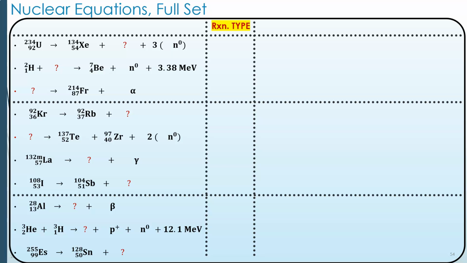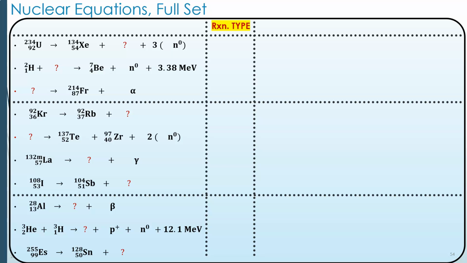You have uranium-234, and you would always name it by the name of the element and its mass number. Mass number is the same thing as isotope number. Remember that. So it's uranium-234, undergoes some nuclear reaction to become xenon-134, an unknown particle, and 3 neutrons. These are 3 separate neutron particles.